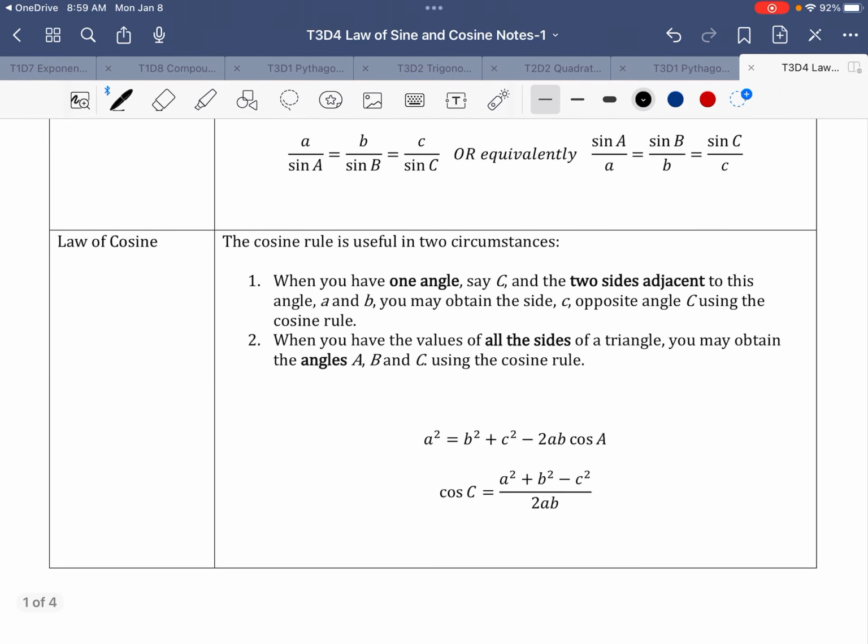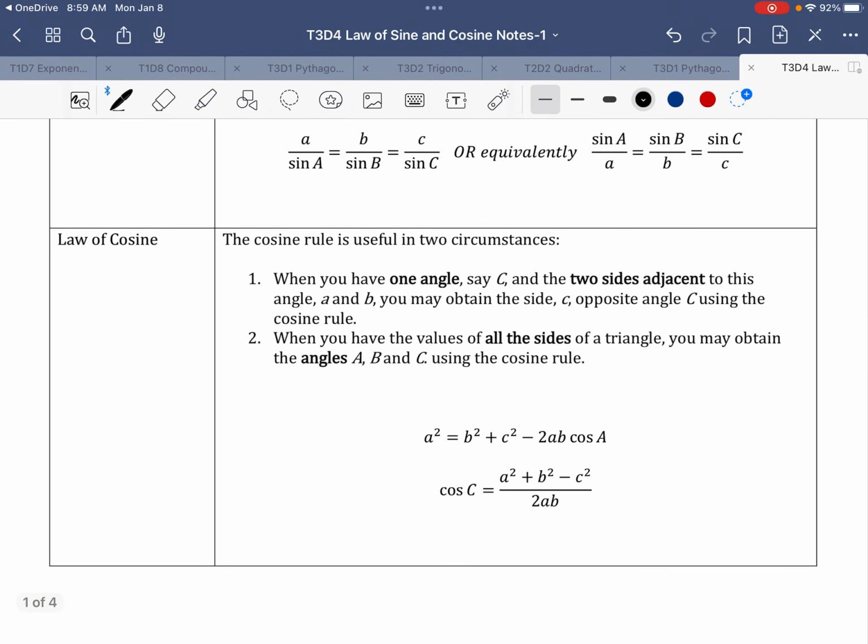The law of cosine is useful in two circumstances as well. If you're given one angle C, then the two adjacent sides are a and b, and you're looking for side c that is opposite to angle C. Or when you have the value of all of the sides and you're looking for one of the angle measures, A, B, or C, you can use the cosine rule. These are the cosine formulas that will be provided for you. If you're looking for a side length, you should use the a squared version. If you're looking for an angle measure, then you should use the cosine C version.